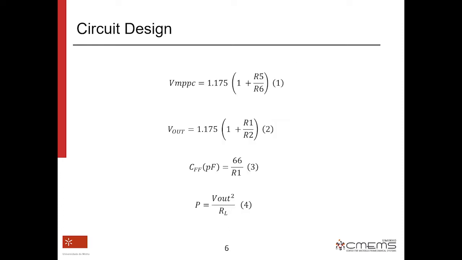These are some important equations that we need to take into consideration when designing the circuit. The first one is the equation to set the MPPC reference voltage. The second equation is if we want to program the output voltage. Both of these equations can be set using simply a voltage divider on the MPPC pins and the output pins. We can also calculate the feed-forward capacitor with equation 3. And the last equation, equation 4, is just to calculate the power produced, taking into consideration the output voltage and the load of the system.